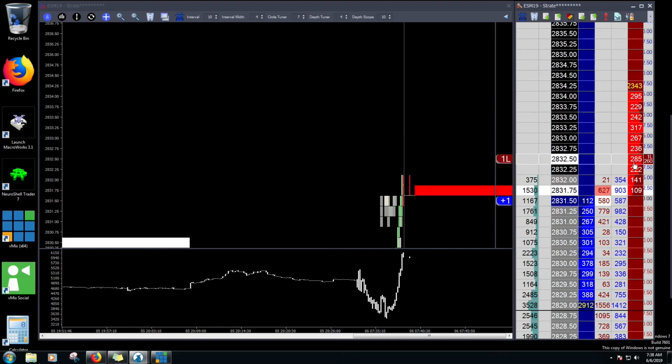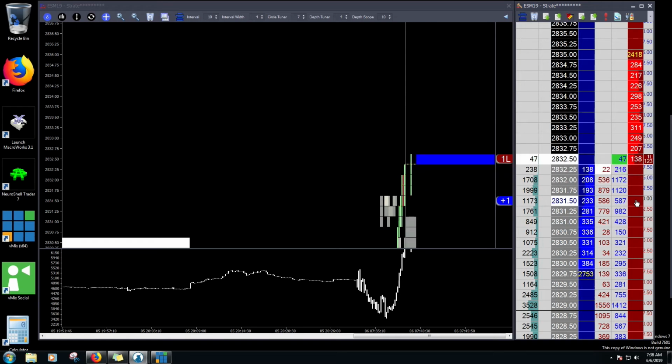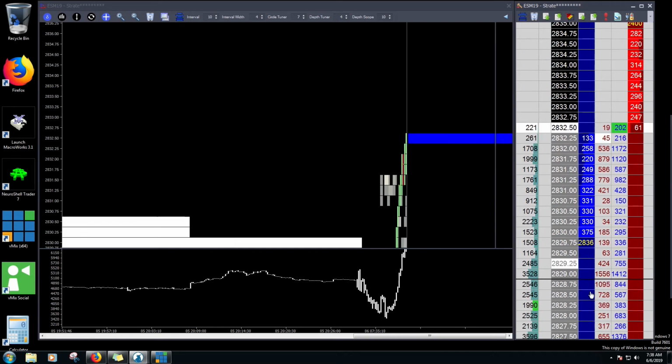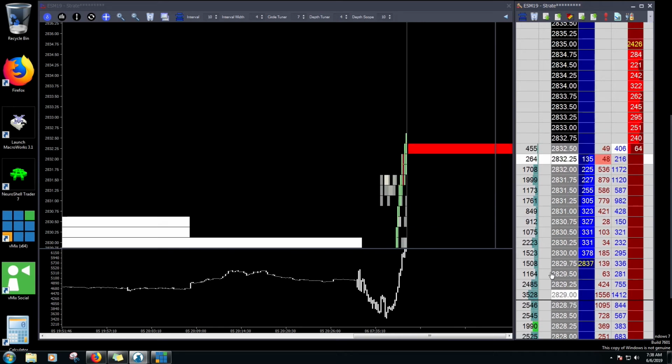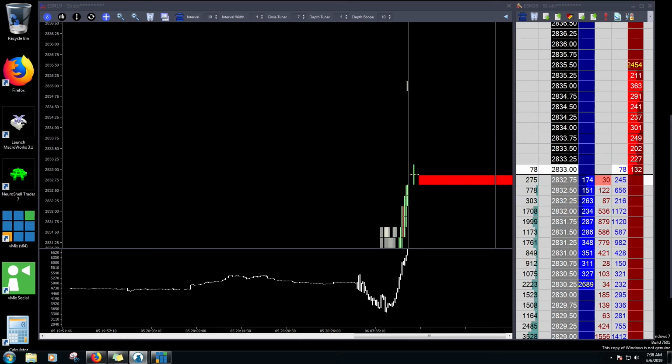Now it's time to look for a place to get out. I randomly selected a target. Generally, the second leg isn't as long of a push as the first leg. So keep that in mind, okay? Just because you can get all these ticks out of the first push before the stall point doesn't mean you're going to get as many ticks for the second push. So just keep that in mind. So that's a morning breakout trade.